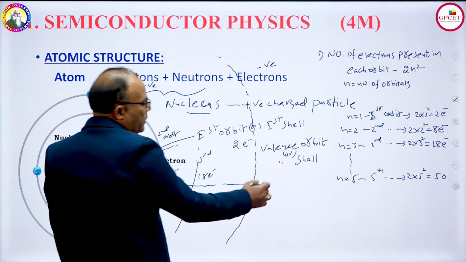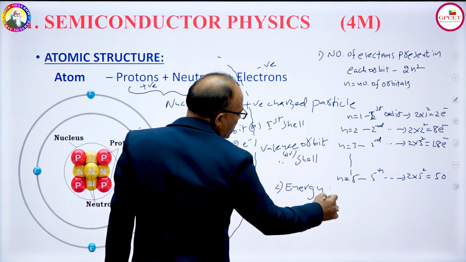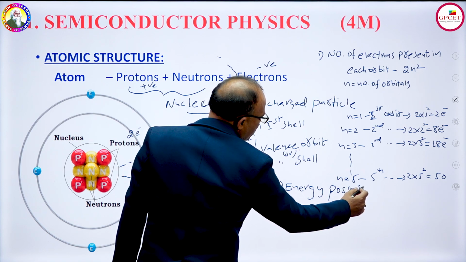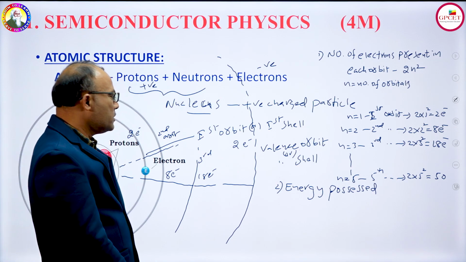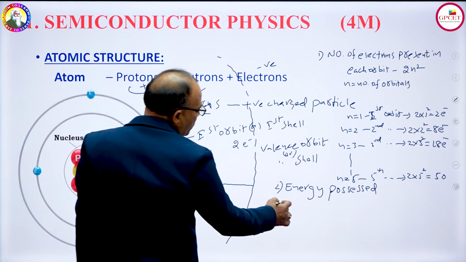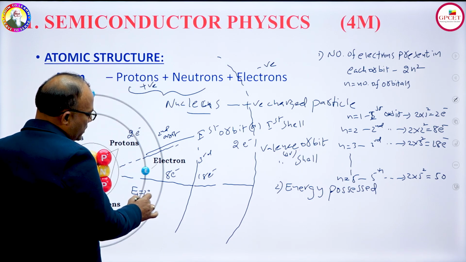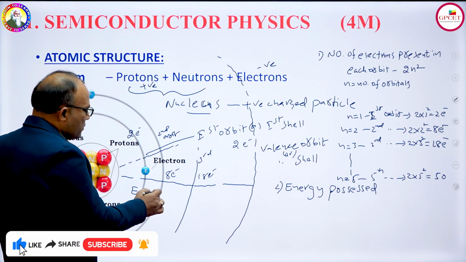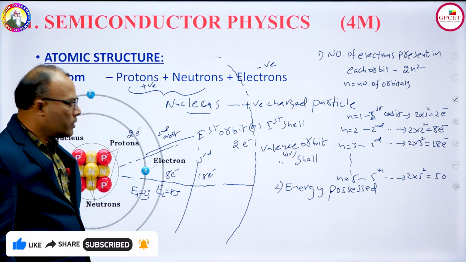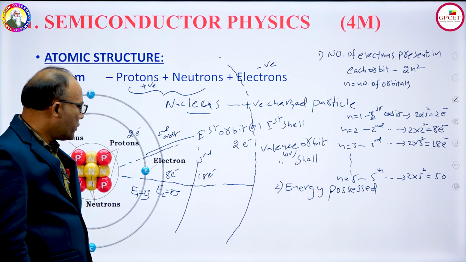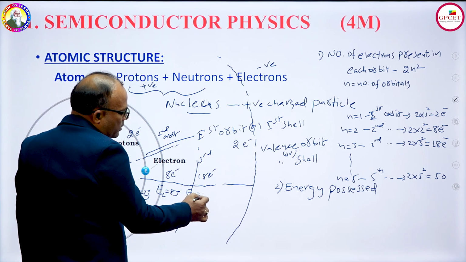Next, coming to the second most important point, the energy possessed by the orbits. Energy possessed by each orbit. For example, the first orbit: what is the energy possessed by the first orbit? If you consider it as E1, how much energy is that? It is 2 joules of energy. If you consider the second orbit, E2 is equal to 8 joules of energy. Just for example, we are taking each electron as possessing 1 joule of energy. Then E1 is 2 joules, E2 is 8 joules, and E3 is 18 joules.